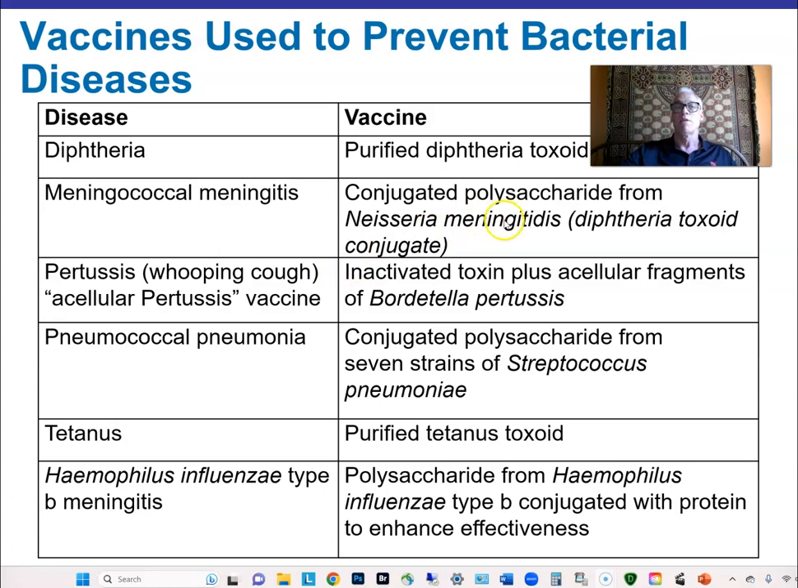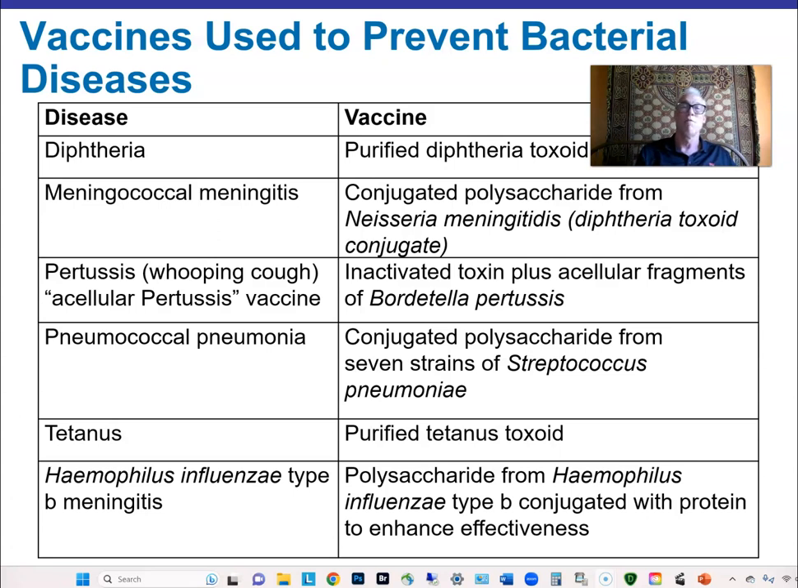It's a conjugated vaccine, which is interesting. It's made from polysaccharide from the capsule of these bacteria, but all by itself, that polysaccharide isn't very immunogenic. It doesn't produce a very vigorous immune response. And so they take the diphtheria toxoid, same thing that's used for making the diphtheria vaccine, and then covalently attach that onto some of the polysaccharide from the meningococcal cells, and that produces something that's very, very immunogenic.